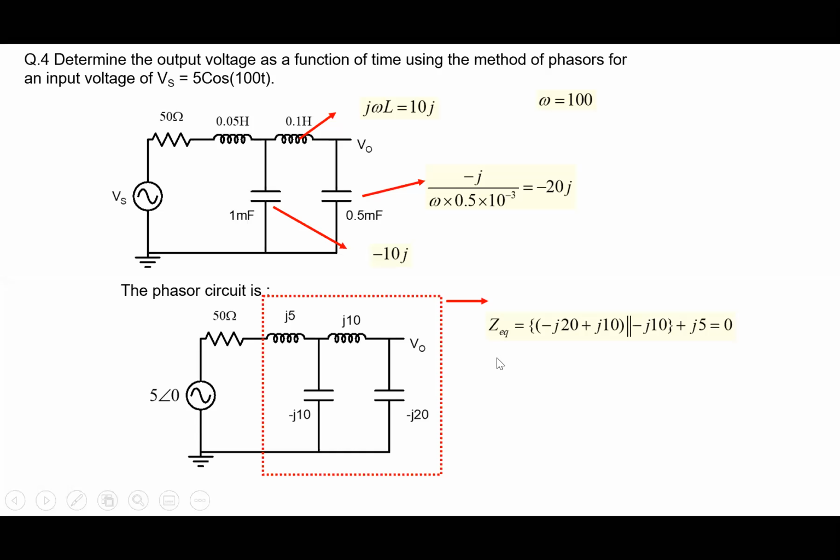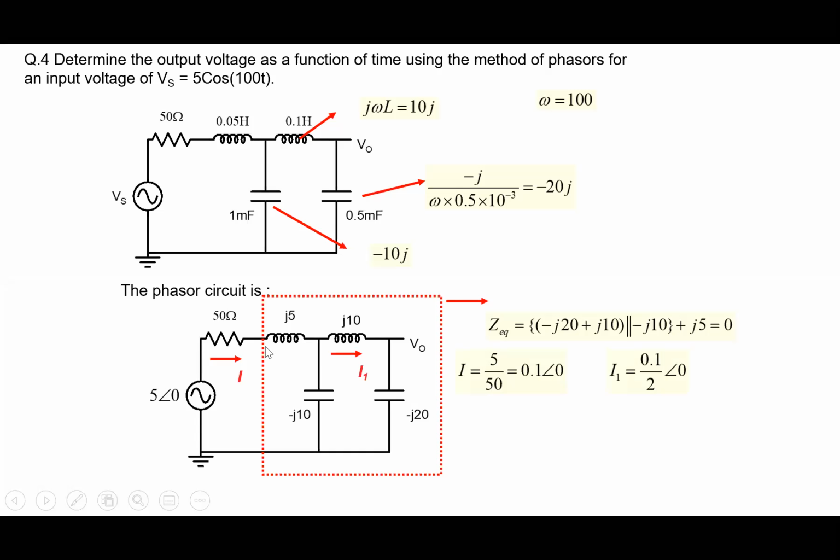The current then is simply 5 by 50, so 0.1 angle 0 here. Now, of course, we have to find the output voltage here. So once we have calculated this current, we would eventually like to calculate the current in this branch, multiplied by the impedance here, and calculate the output voltage. So that's what we are going to do. I1 is what we are looking for.